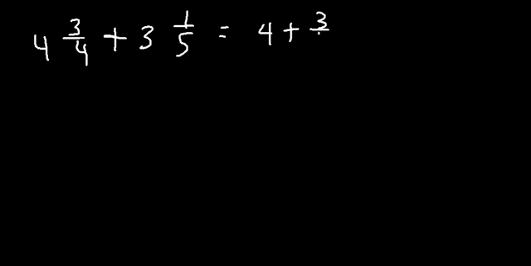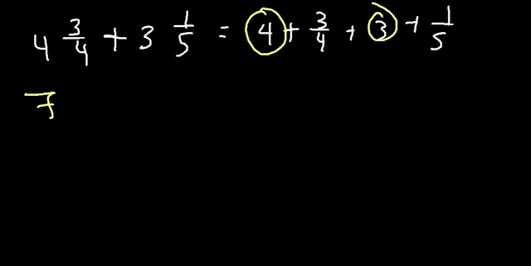Try this example. 4 and 3/4 minus 3 and 1/5. Actually plus 3 and 1/5. So I'm going to write it as 4 plus 3/4 plus 3 plus 1/5. So I'm going to add these two.